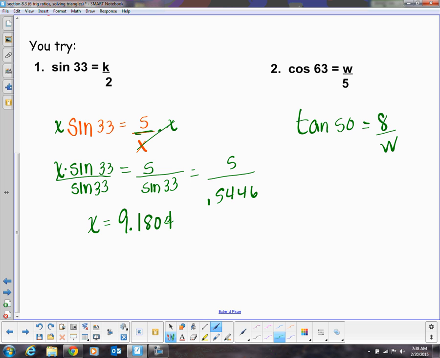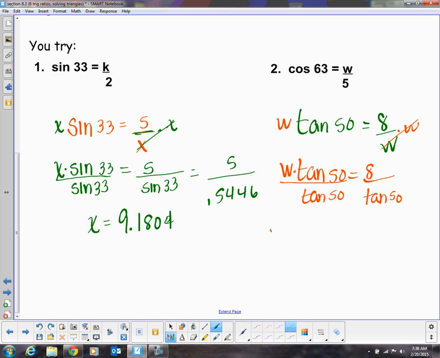Okay, so now let's do tan 50 is equal to 8 over W. What do we have to do? How do we get rid of the denominator? If we multiply this side by W, we multiply that side by W. So we have W tan 50 is equal to 8. How do I disconnect tan and W? It's connected by multiply, so we will divide.